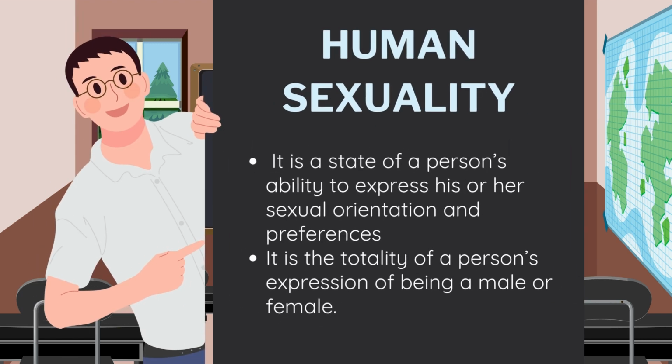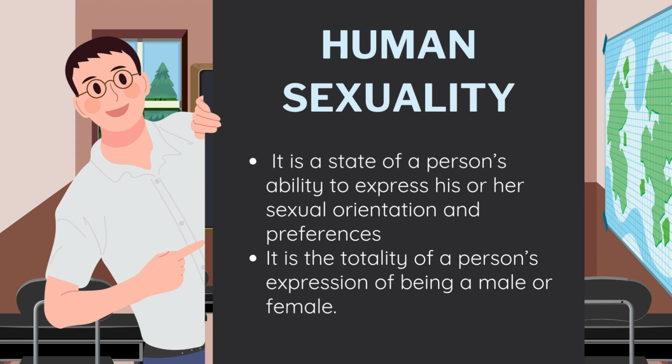Now, let's define human sexuality according to the book. So, human sexuality is very complex. It is defined as a state of a person's ability to express his or her sexual orientation and preferences. It is more than physical expressions and sexual organs. It is the totality of a person's expression of being a male or female. So, the way you behave, how you express yourself, and how you react and interact with all the things around you, including your own body, are determined and affected by your sexuality.